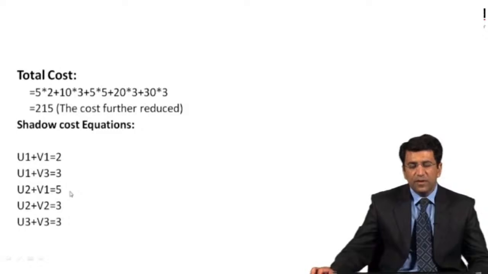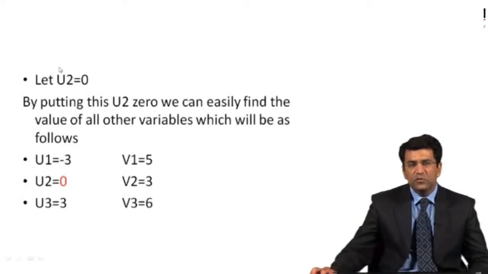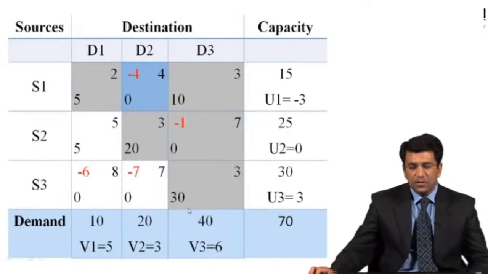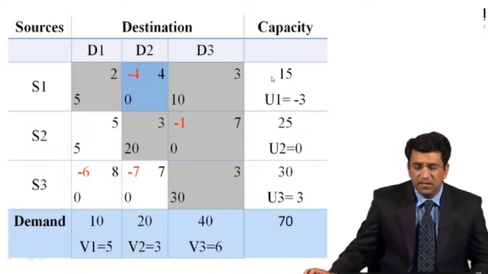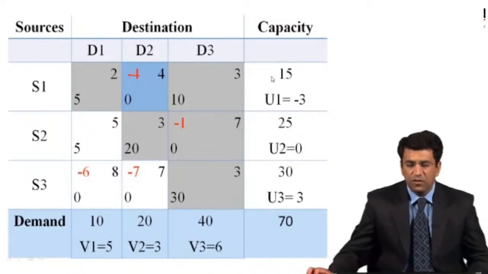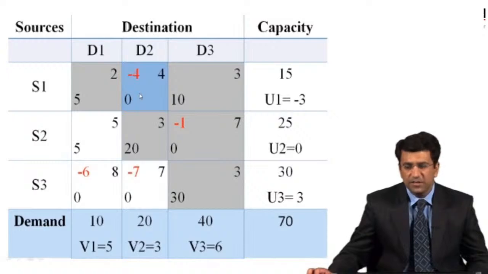So next again class, we will have to put the value of any of these variables to 0. So if we put U2 is equal to 0, we can find out the values of the other variables, and the values of these variables will become U1 is equal to minus 3, V1 is equal to 5, V2 is equal to 3, U3 is equal to 3, and again V3 is equal to 6. So by using these equations, we can find out the shadow cost for the non-occupied cells.